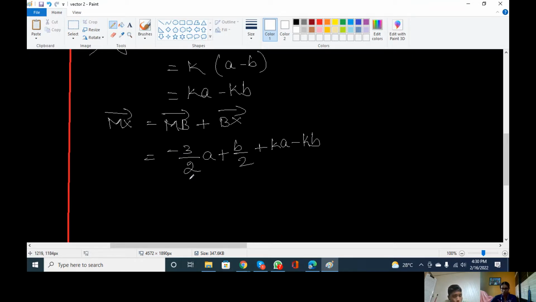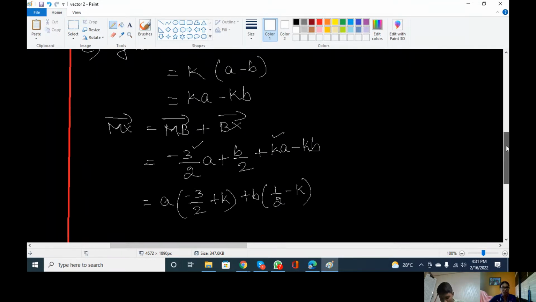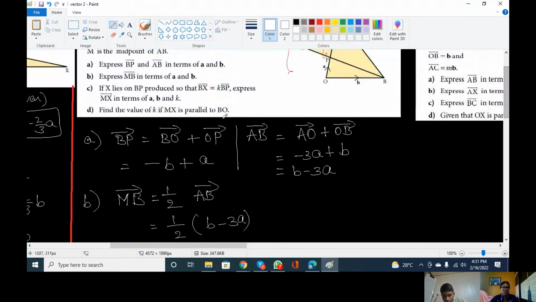So we do something here. These are the like terms. So let's take A as a common. It will be negative 3 by 2 plus K, and these are the like terms. B as a common, 1 by 2 minus K. Following? Yes. Okay, let's keep it like this. Later we will look into this. Now question D. In terms of K only they asked us, so we can leave our answer in terms of K, no problem.